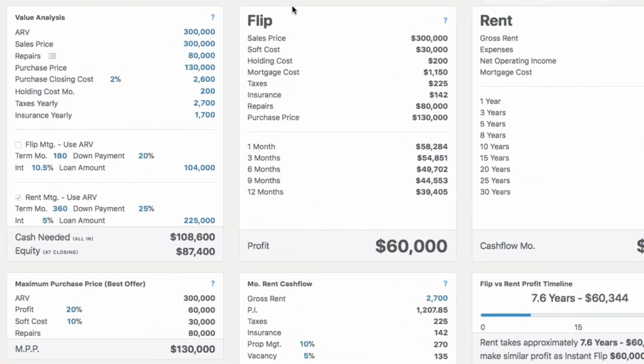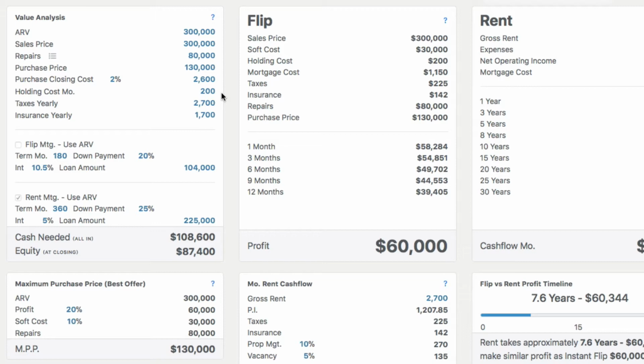In the value analysis, we'll look at how to figure out the after repair value, and how we calculate this by looking at the sold comparables in the area. What the sales price is going to be once we rehab the property. The repairs. What our maximum purchase price should be. The closing cost to purchase the property. We're going to calculate our holding cost monthly.